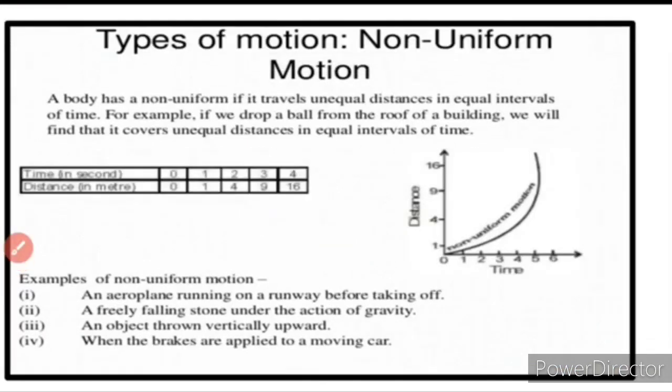Now when will you say that a particular object is in non-uniform motion? Non-uniform motion means the object travels unequal distances in equal intervals of time. So in equal intervals, the object is traveling unequal distances. We call it non-uniform motion. For example, when a ball or a stone is dropped from a height, the movement of that stone is non-uniform motion.